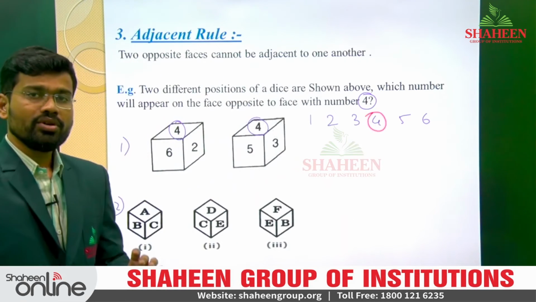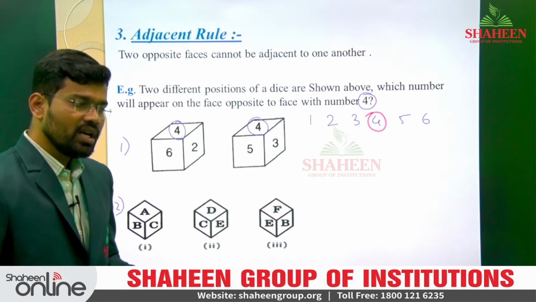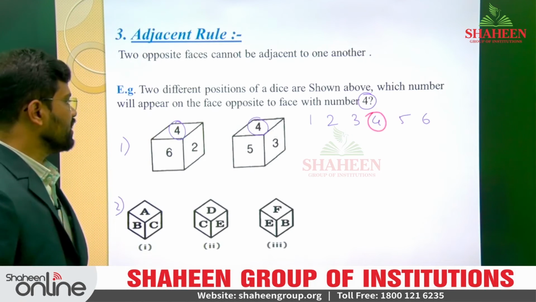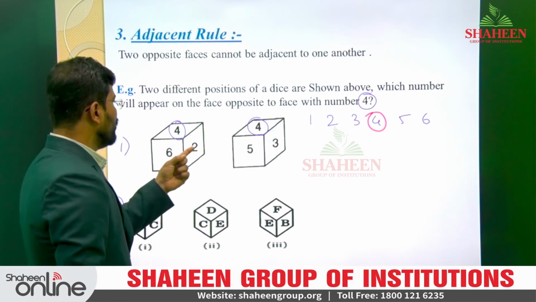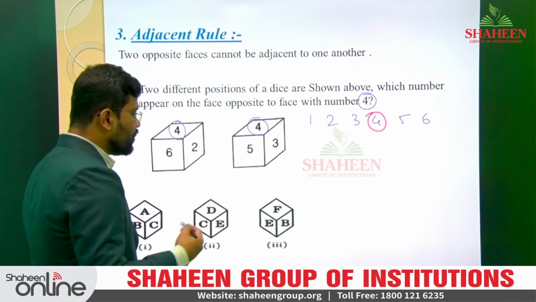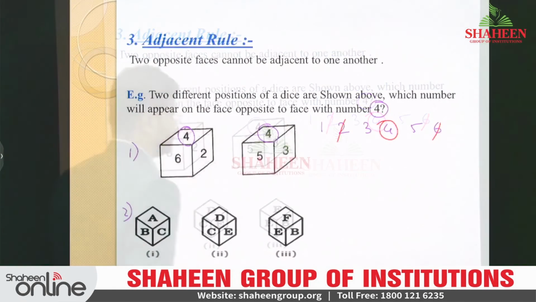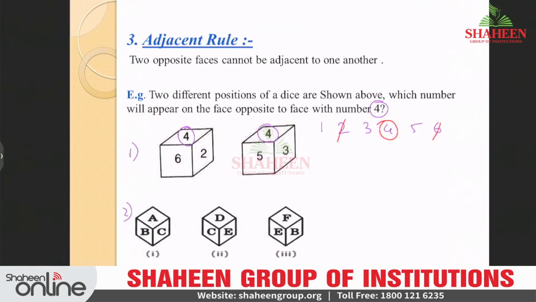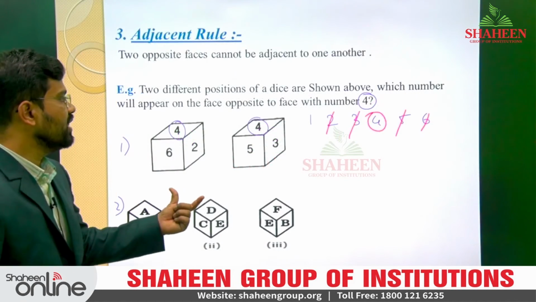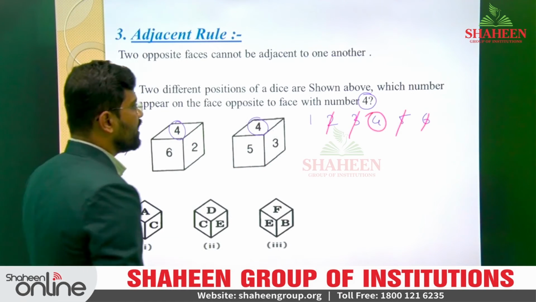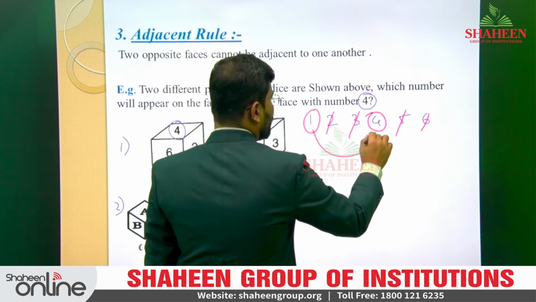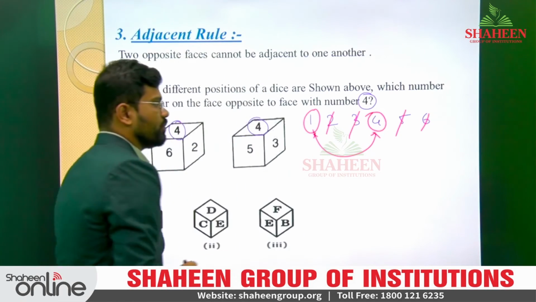Now the number which is adjacent, can that number come opposite to that element at the same time? Is it possible? No. For example, 2 and 6 are adjacent to 4. Can 2 and 6 come opposite to 4? No, it's not possible. So 2 and 6 are gone. And here 3 and 5 are adjacent to 4. Is it possible that 3 and 5 can come opposite to 4? No. Then what am I left with? I am left with 1. So 4 is opposite to 1 and 1 is opposite to 4.